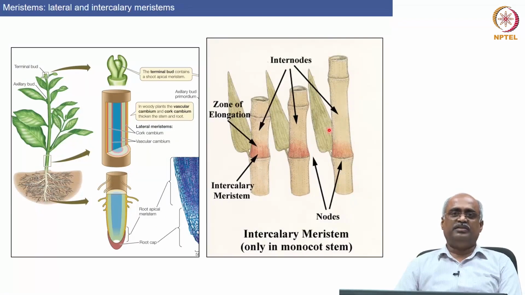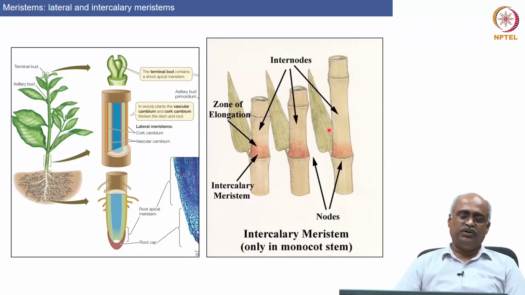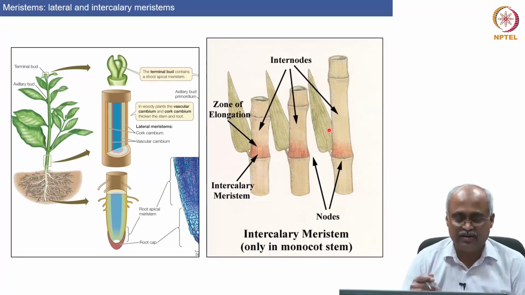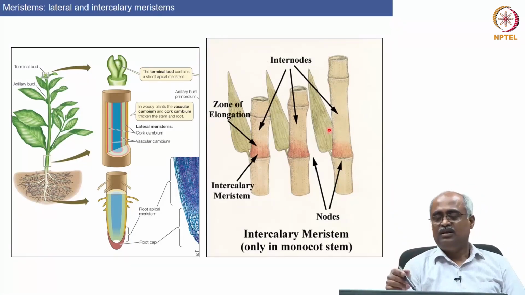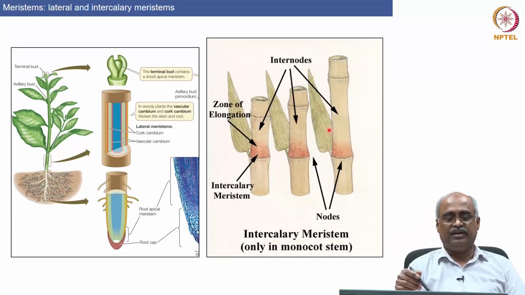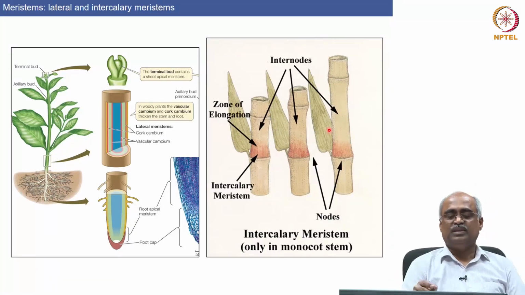Okay, so this is about the regulation of the shoot apical meristem, and we also discussed the root apical meristem. In addition, there are two other meristems as well. We'll briefly understand what they are, and then we'll move to the flower.